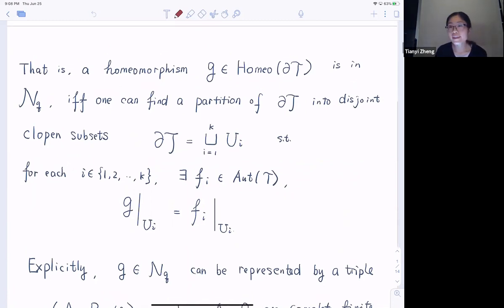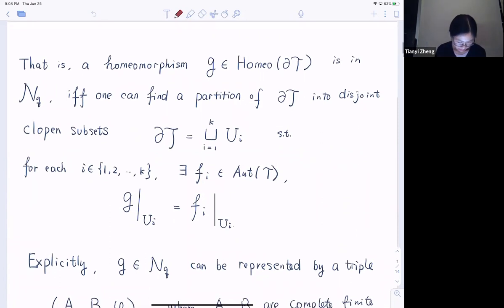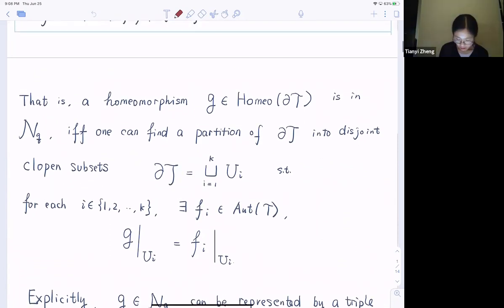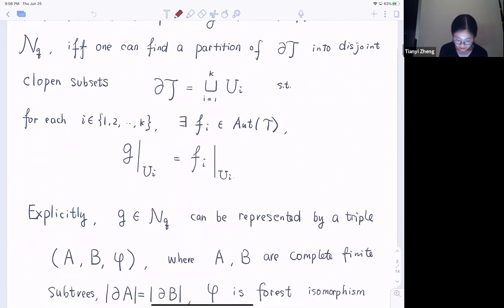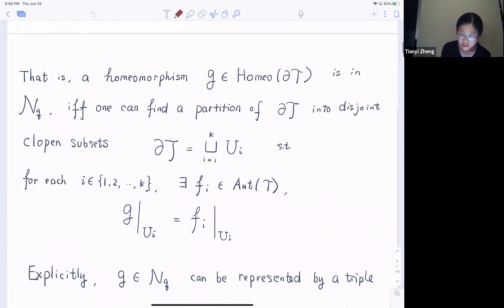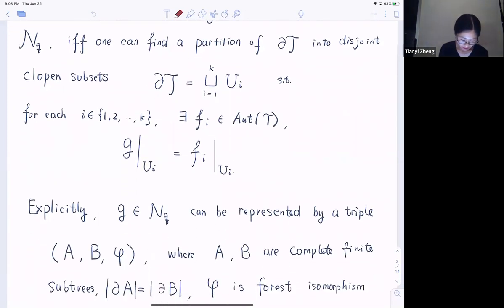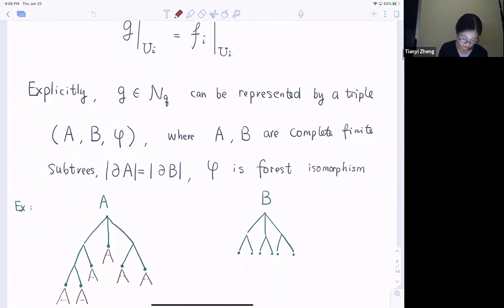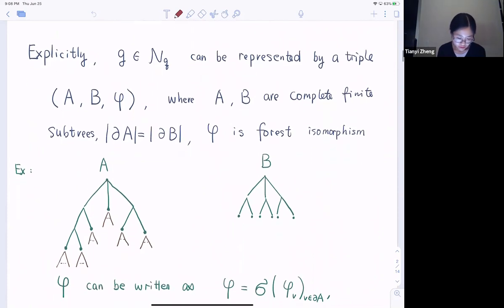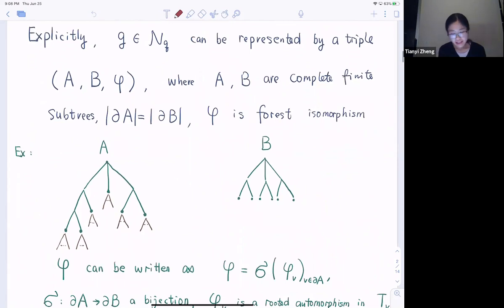So this is the definition of the group. And then here we can write down elements very explicitly, because a partition of the Cantor set, you can draw it as cylinders hanging on leaves of a finite subtree. So very explicitly, you can draw these tree diagrams to visualize homeomorphisms in the Neretin group. So an element in N can be represented by a triple.